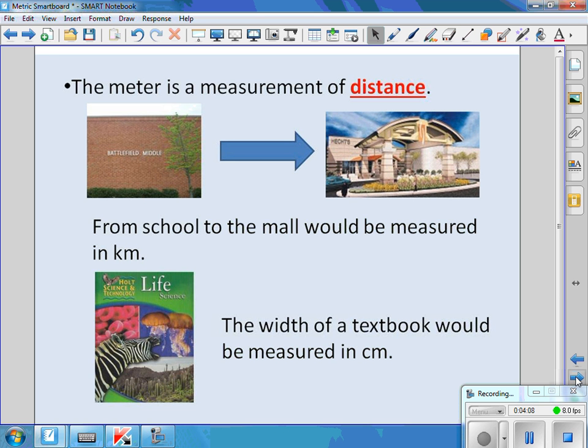Textbooks, because they're a little bit smaller, if I was going to measure the width across a textbook, I'd probably use something smaller than the meter. I'd probably use centimeters. There are 100 centimeters in 1 meter.